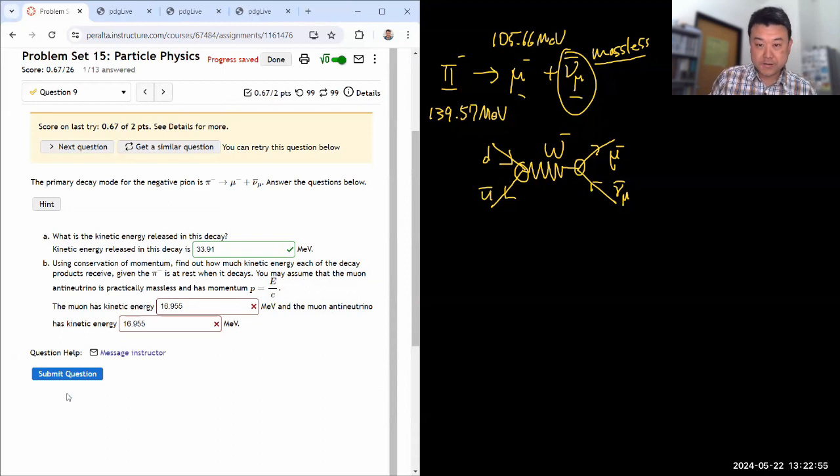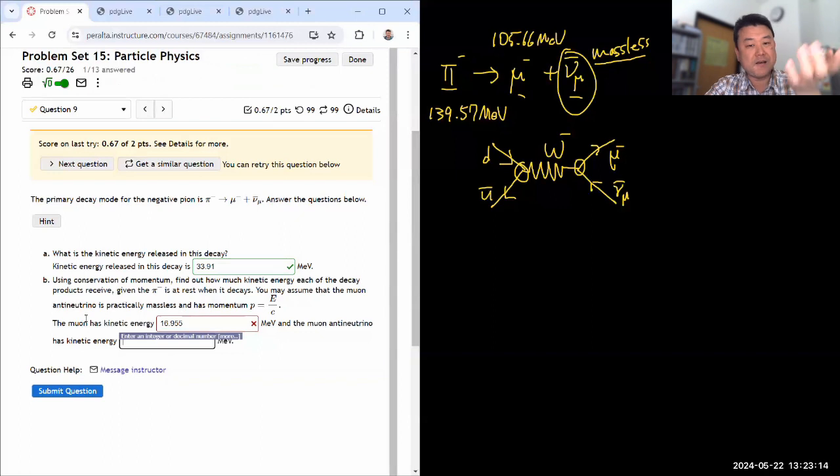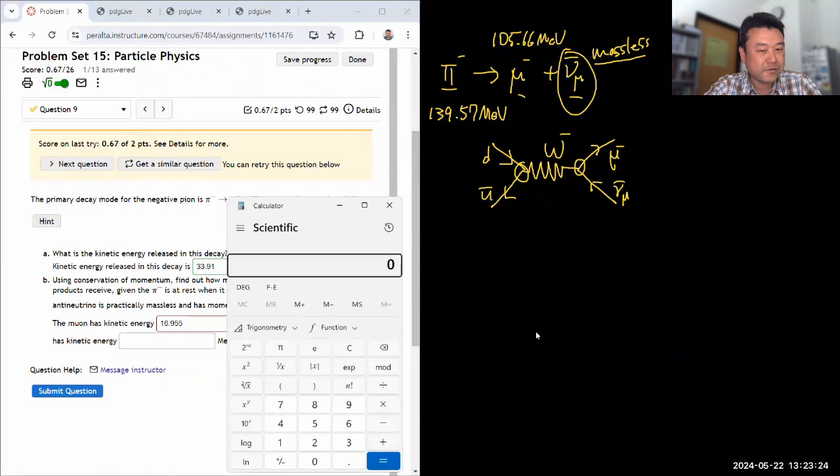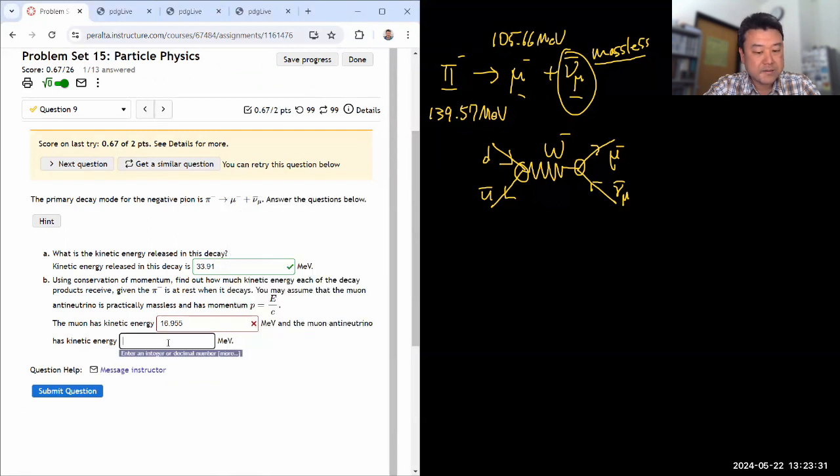Oh, there's actually another guess that I can do, again trying to take a shortcut. I can imagine maybe this amount of energy will be split evenly between the two. If that's the case, then the antineutrino kinetic energy would be 139.57 divided by 2. I don't think that's going to be right, but let me try one other shortcut, and if that doesn't work, I'll do it the long way. 139.57 divided by 2 is 69.785. Oh, you know what? I can see already that that's not going to be right. Yeah, so don't say that's wrong.